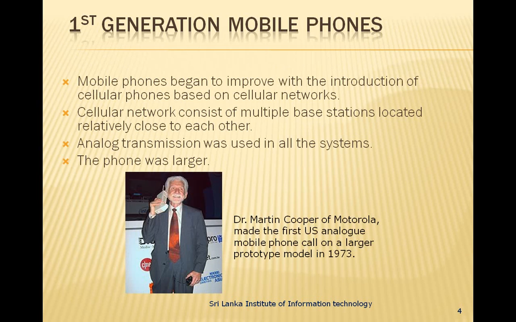In this slide we are going to talk about the first generation of mobile phones. Mobile phones began to improve with cellular phones based on cellular networks. A cellular network is a network made up of a number of radio cells, each served by a fixed transmitter. The transmission used analog signaling. Then let's move to the next slide and we'll see the second generation of mobile phones.